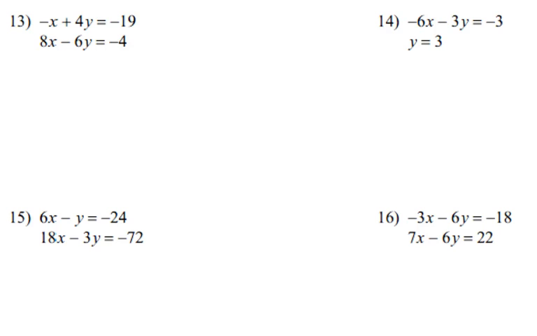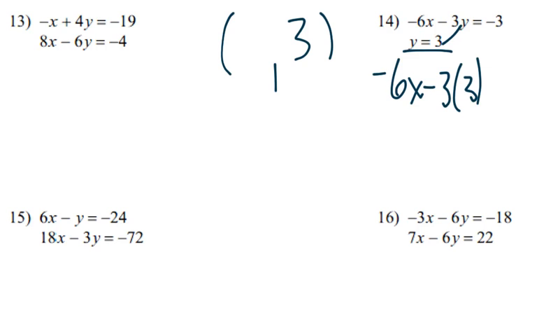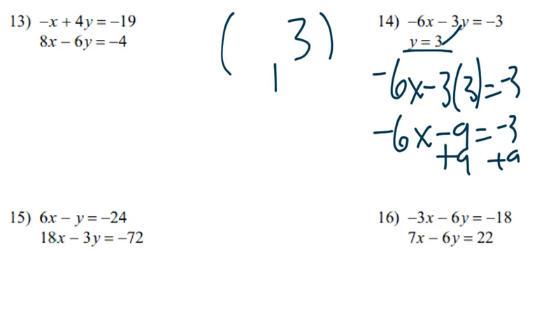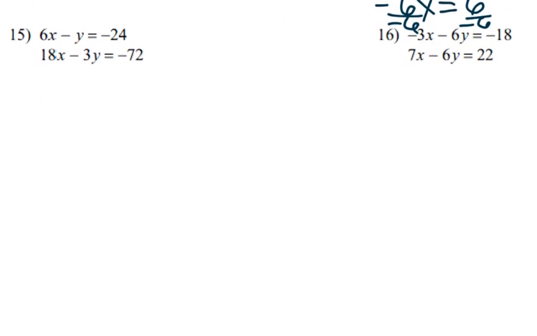Okay, so now we got y equals 3. We already know half of it, right? So we just substitute in 3 for y. That one's easy, right? We like those. So we get negative 6x minus 9 equals negative 3. Add 9. We get negative 6x equals positive 6. Divide by negative 6. And x equals negative 1. So there's our answer, negative 1, 3.